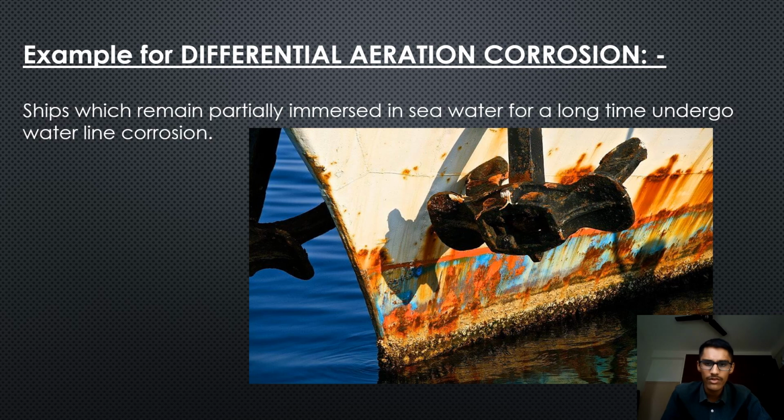At the cathode, water forms hydroxide ions by reacting with the oxygen. Here is an example for differential aeration corrosion. Ships which remain partially immersed in seawater for a long time undergo waterline corrosion. Here you can observe the waterline under which the corrosion is occurring. Above the waterline, there is no corrosion or it is less corrosion, but under the water, it is more corroded.